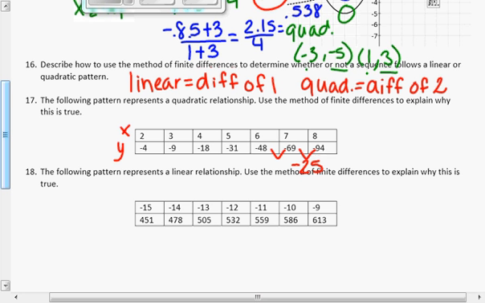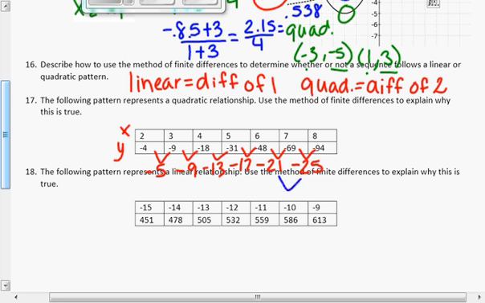69 and 48, this is negative 21. 48 and 31 is negative 17. 31 and 18 is negative 13. 18 and 9 is negative 9. 9 and 4 is negative 5. So then we need to find our second difference. Because obviously if all of these were the same, it would be linear. And it's not. So now we need to find our second difference.